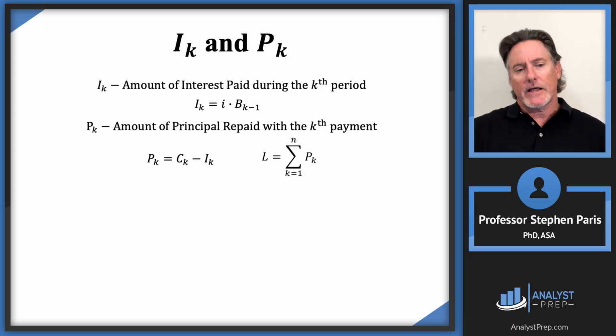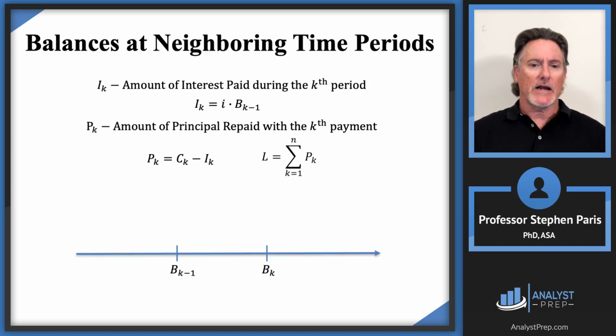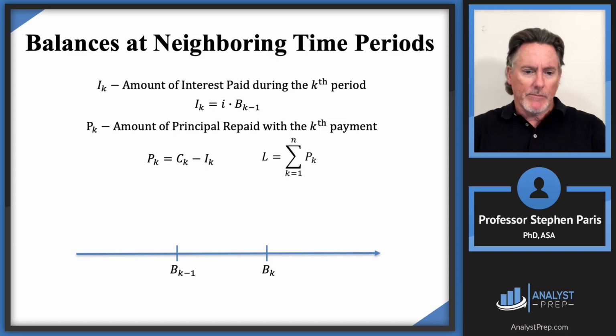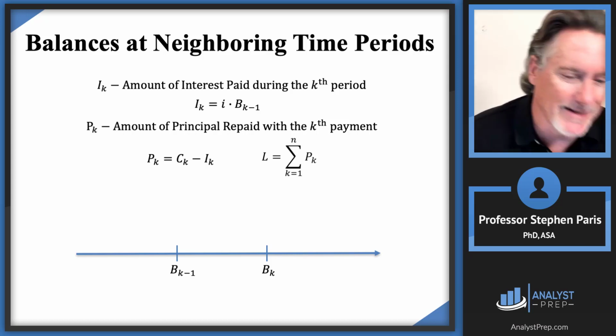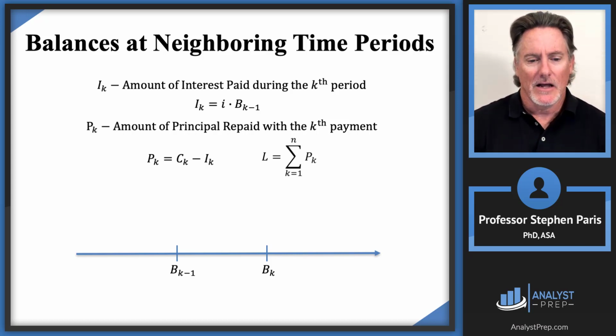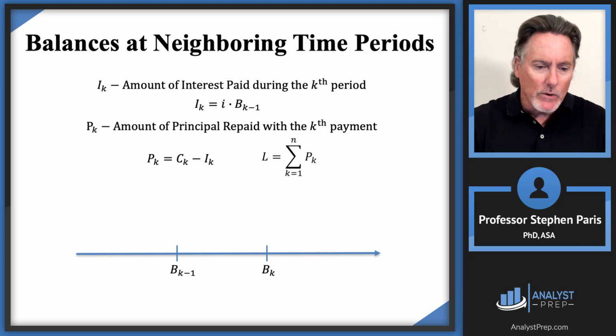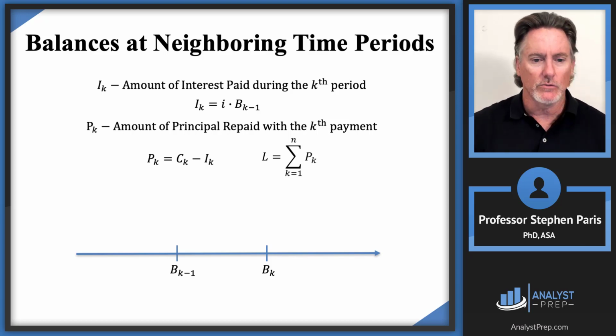Okay, the last thing I want to get to in this particular video is balances at neighboring time periods. So I'm going to look at a time period k minus 1, and then move forward to time k. I want to know how to relate those two balances at those different neighboring time periods. Well, what accounts for the difference in those two values generally is the amount of the payment at time k. That's the only thing that's going to account for the difference between those two balances.